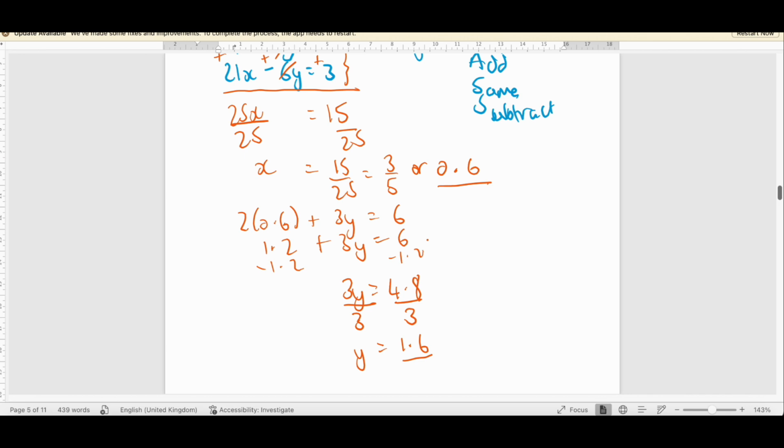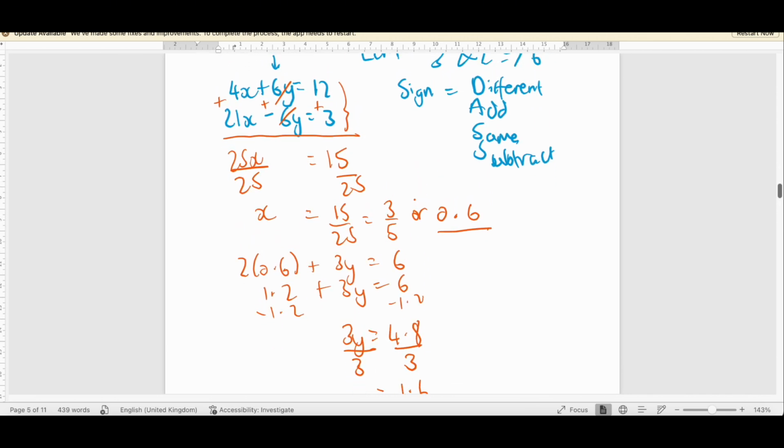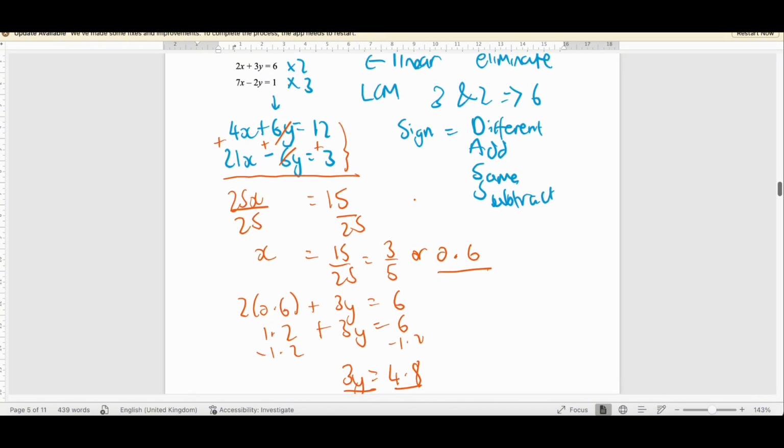Technically, the question is finished, but it's good practice for students to then check their answer. How do they check their answer? They take their two values and substitute it into the other equation that I haven't used. So we haven't used the second equation, so we're going to do 7 times 0.6 minus 2 times 1.6 and see what answer we get. If the answer from this is the same as this answer here, then we have done our calculation correctly.